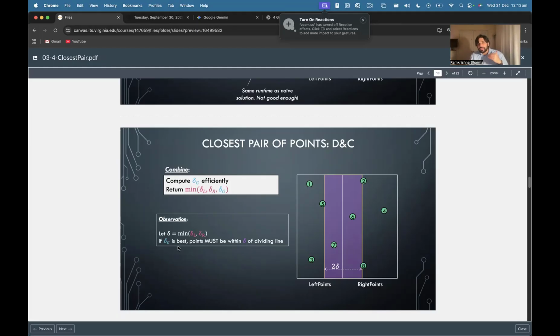So the observation is that if a straddling pair is a solution, in other words, it's less than delta, regardless of whether that delta came from the left or right, those would have to be compared, but eventually you'll have a delta that won out from that comparison of left or right. But regardless, if you have a straddling pair, it must be less than delta, and therefore we can create this net, this geometric net of 2 delta wide to encapsulate all these points. So if the straddling pair is the best, the points must be within delta of the dividing line.